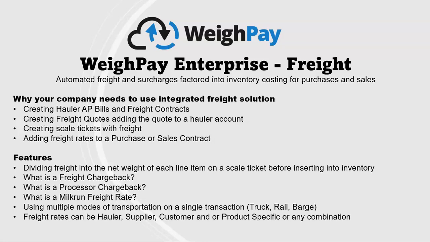And a milk run, a multi-supplier pickup, where a single freight charge can be factored into multiple suppliers on a single transaction into the net weight of the line items. We're also going to talk about how our system allows for the use of multiple modes of transportation. So a single transaction could go through multiple freight rates, such as truck to rail, rail to truck, rail to barge, etc. Finally, freight rates can be hauler, supplier, customer, and/or product specific, or any combination thereof.